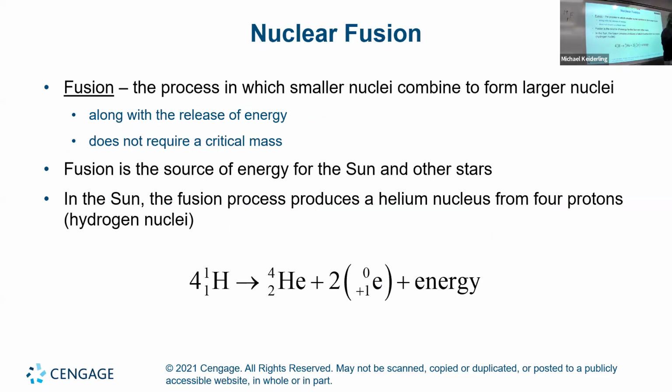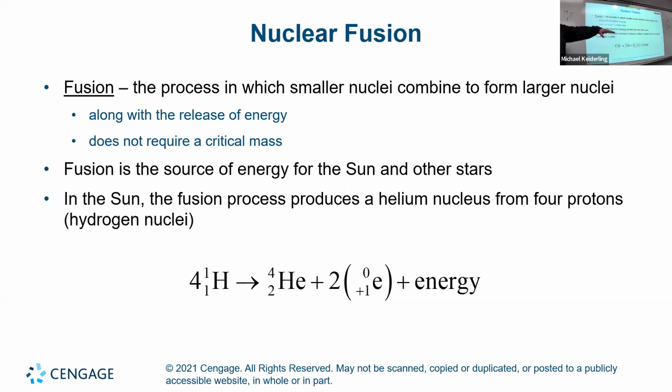This is the process by which smaller nuclei combine to generate larger nuclei, along with the release of energy. This doesn't require a critical mass, but it does require a bunch of starting energy to make it happen. Fusion is the source of energy of the sun and other stars. And in the sun, the fusion process produces a helium nucleus from 4 hydrogen nuclei. You get 4 hydrogen nuclei in a multi-step process combined to generate a helium nucleus, 2 electrons, 2 neutrinos, a couple of gamma rays, and some energy.